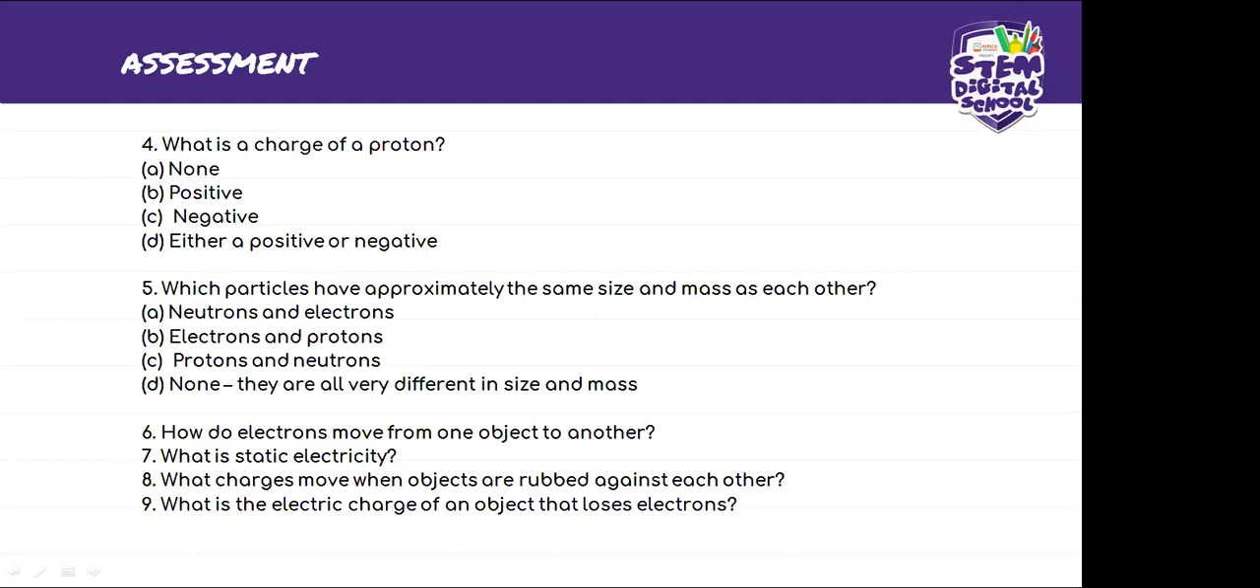Question 6 is, how do electrons move from one object to another? Question 7 says, what is static electricity? Question 8 says, what charges move when objects are rubbed against each other? And question 9, what is the electric charge of an object that loses electrons?